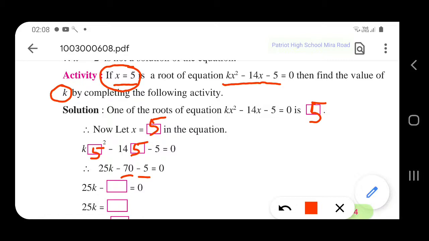Therefore 25k minus 70 and minus 5 will become minus 75. Therefore 25k is equal to 75. Therefore k is equal to 75 upon 25, that is 3. So we have the solution.